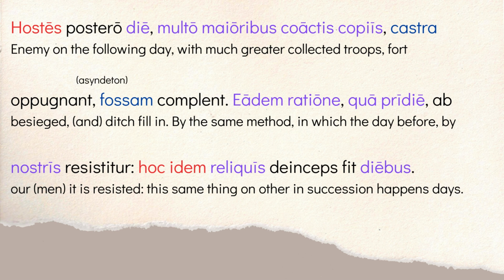Okay? But it shows you how many men they have. And the asyndeton kind of gives this idea of how fast it's happening, right? Caesar's trying to write in a way that makes you feel like this is all happening at once, swiftly. They attack, they fill in the ditch.